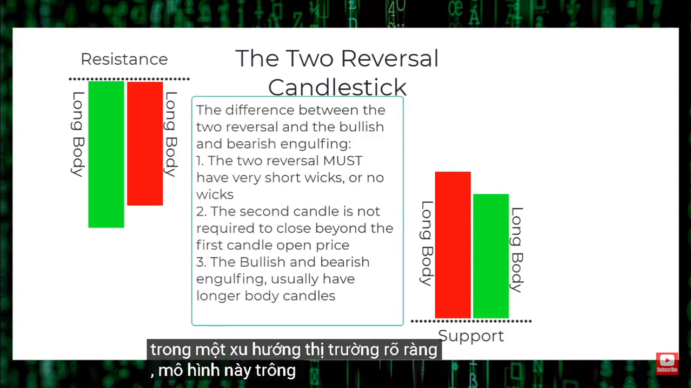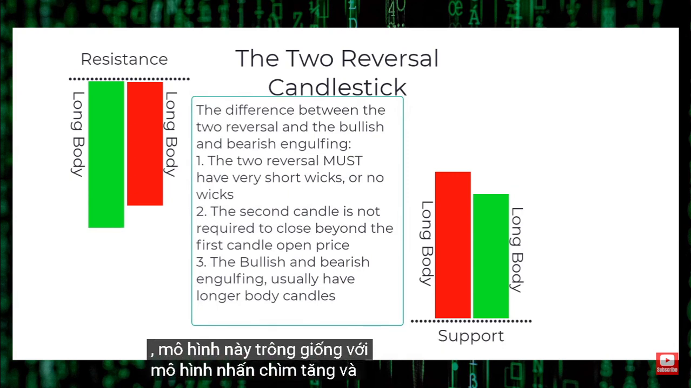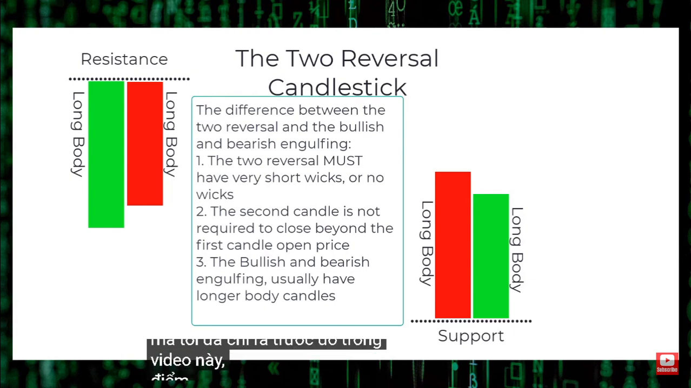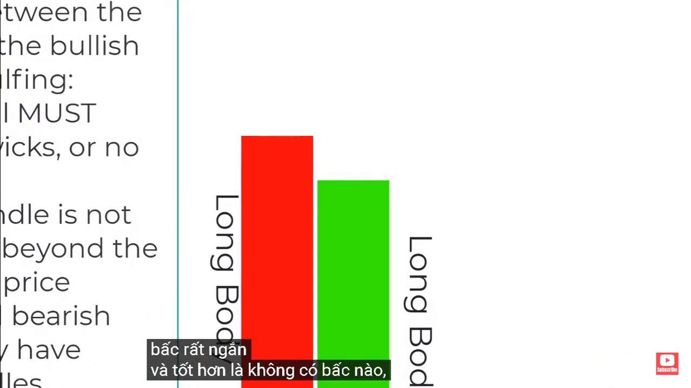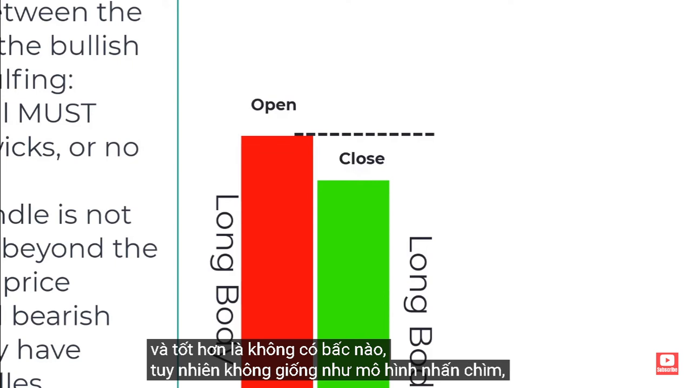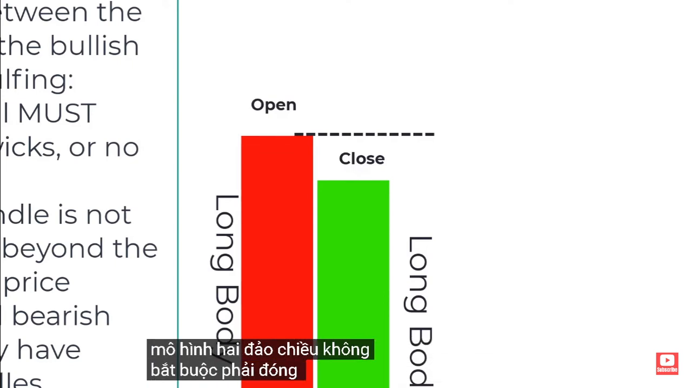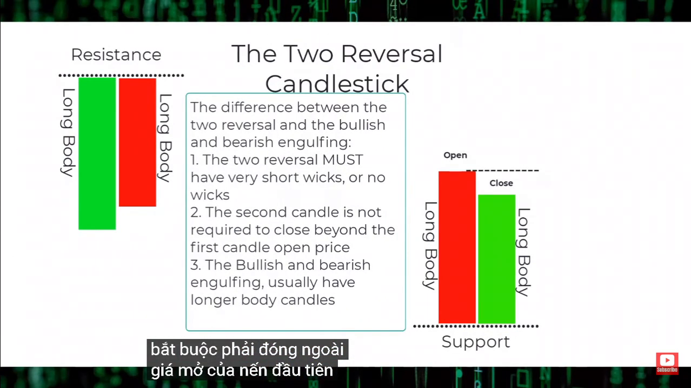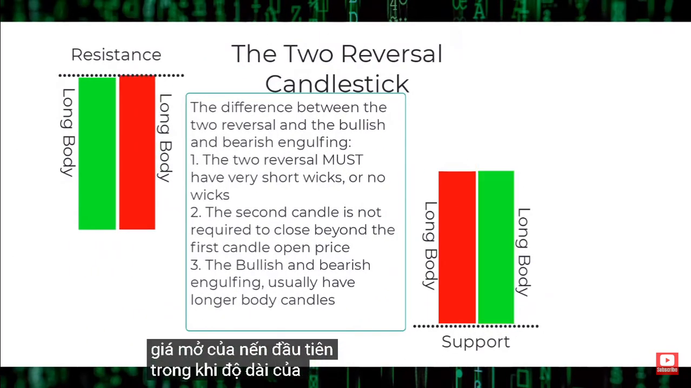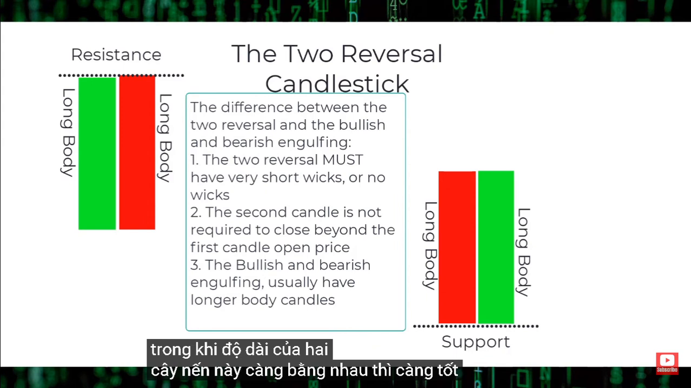This pattern looks similar to the bullish and bearish engulfing pattern, which I have pointed out earlier in this video. The only difference is that the two reversal candlestick pattern must have very short wicks, and better to have no wicks at all. Nevertheless, unlike the engulfing pattern, the two reversal pattern is not required to close beyond the first candle open price, while the more equal in length these two candles are, the better.